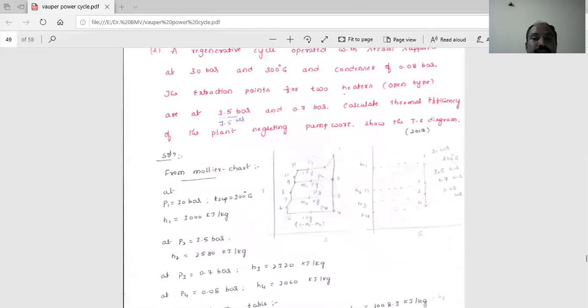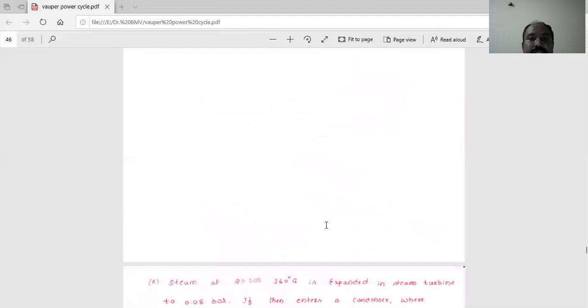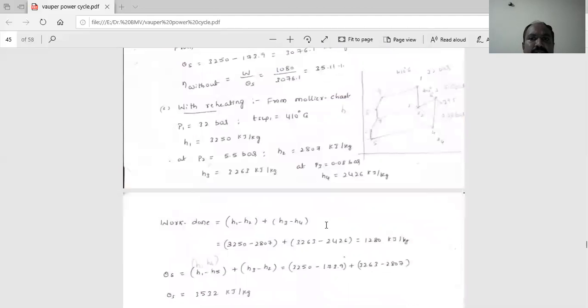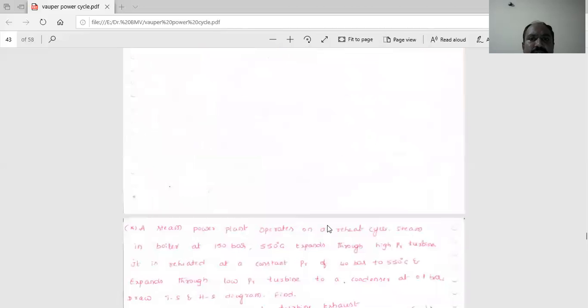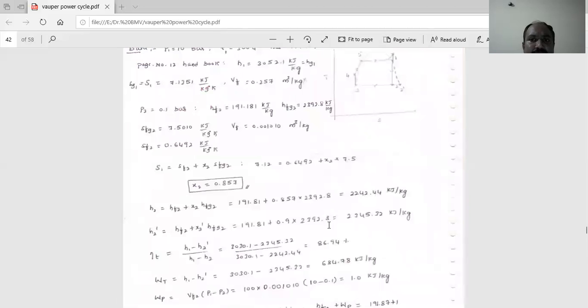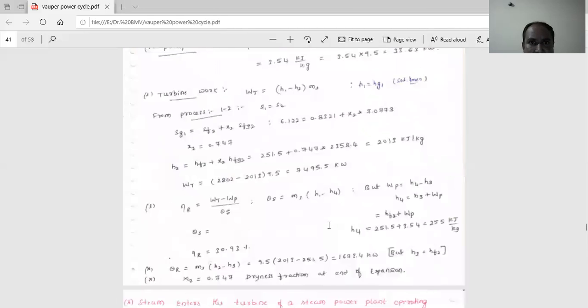Okay, this is the problem with respect to the actual and ideal condition. The rest of the problems are available in my notes. All of you can refer to my notes, whatever important things I have discussed in this class. Thank you one and all.